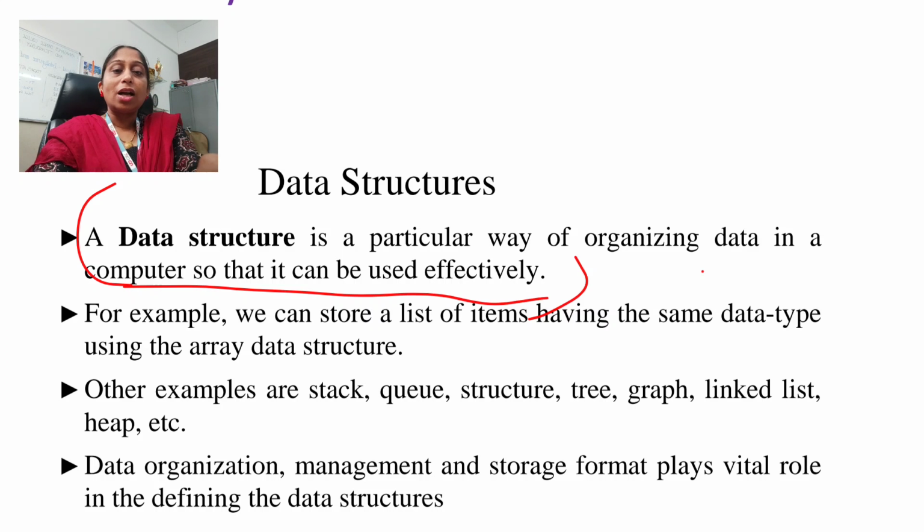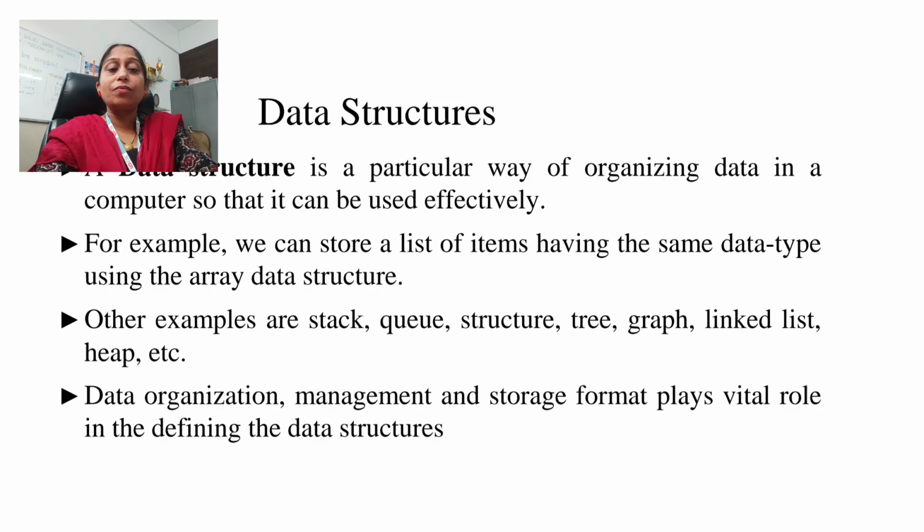For example, array. Array is an example where we can store the data contiguously in memory, one after the other. But the drawback of array is that it organizes data of the same data type. So we can store multiple data items with the same data type in an array. So array is one example of a data structure. Other examples of a data structure are stack, queue, structure, trees and graph. So these are all the types of data structures.